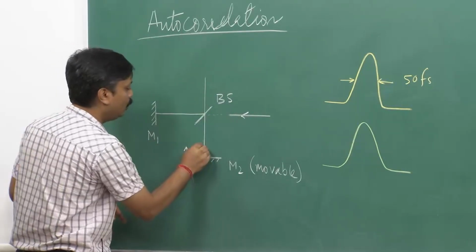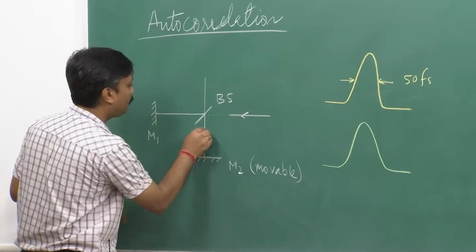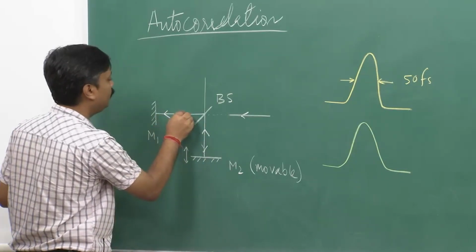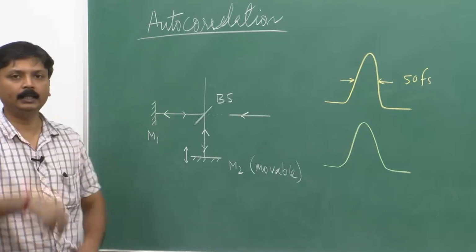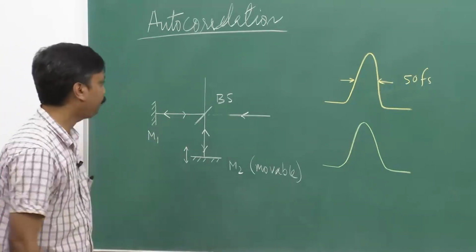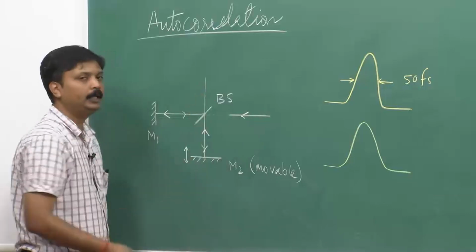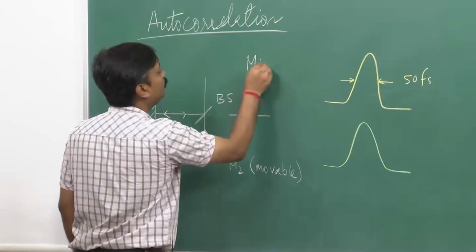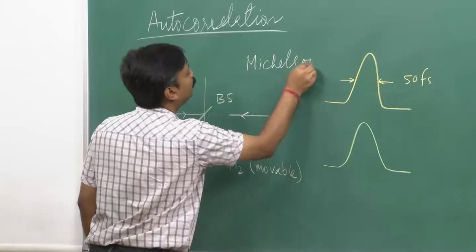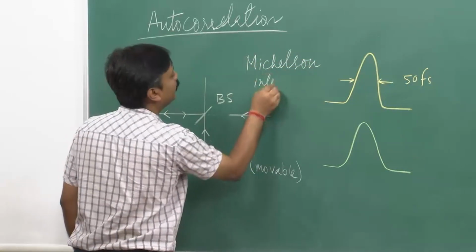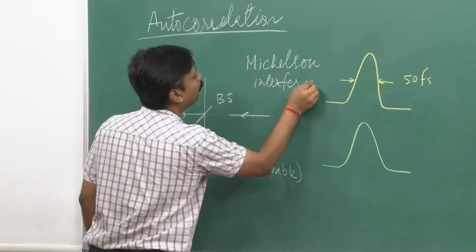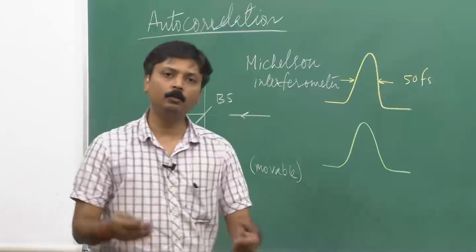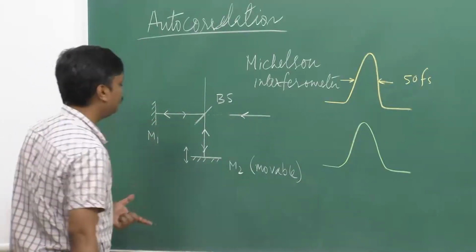All right. So this double headed arrow indicates that light goes and comes back. So this geometry is known as an interferometer, Michelson interferometer. Okay, many of you already know about this one.